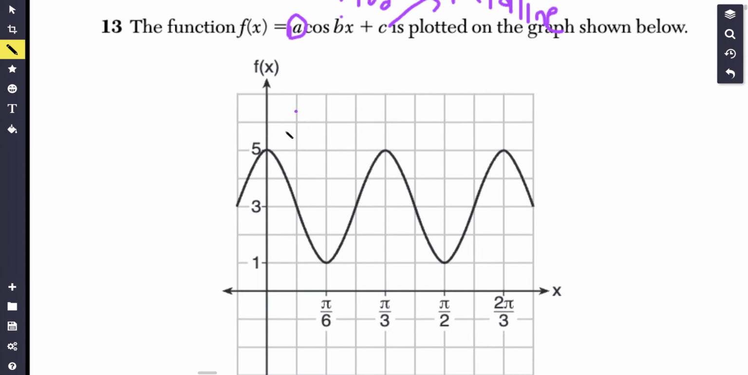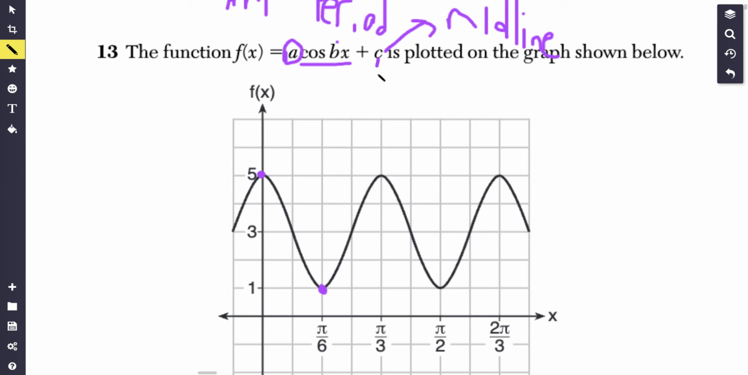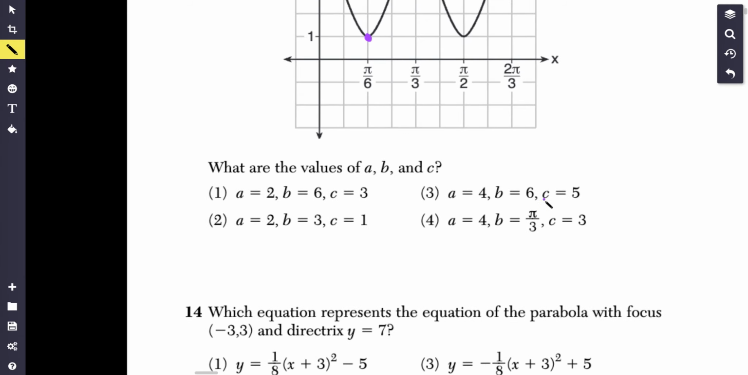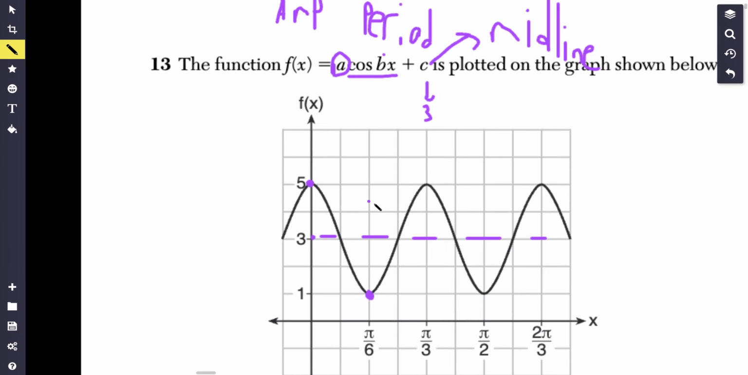All right, so you look at your graph, right? Notice how for a cosine graph, it's like a wave. So there's going to be a high point and there's going to be a low point. In this case, our high point is 5, low point is at y is equal to 1. Now, this C right over here just represents the line that's in the middle of these two values. So what's in between 5 and 1? That's going to be 3, right? So C has to be equal to 3.